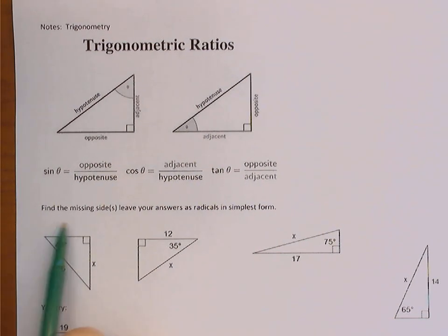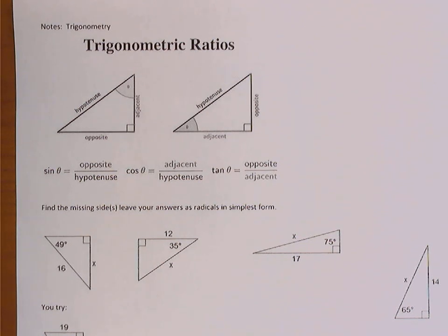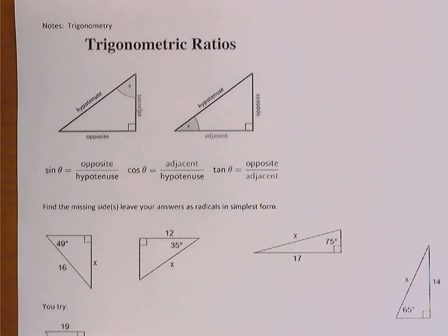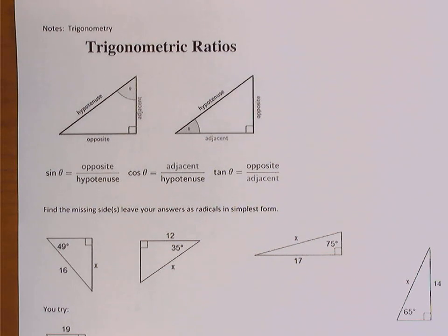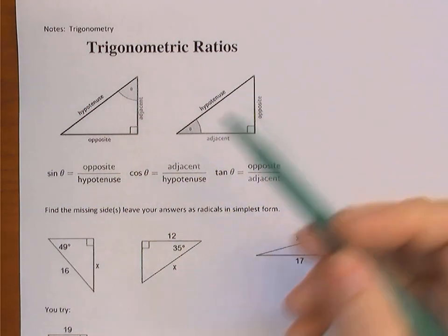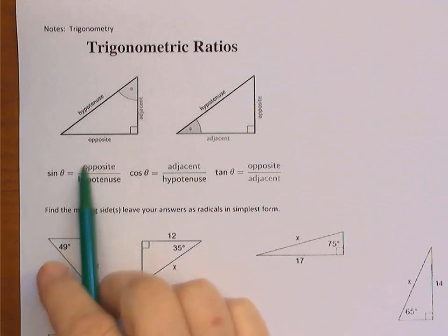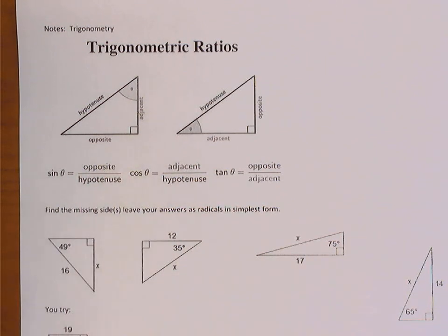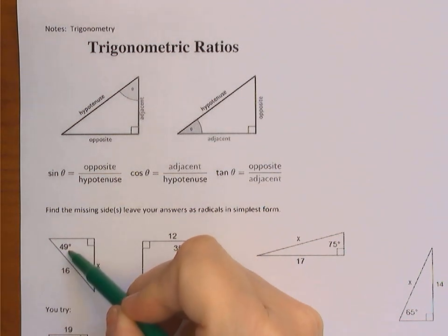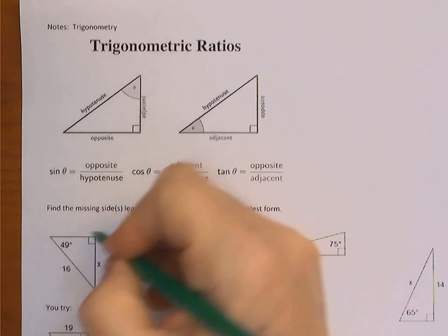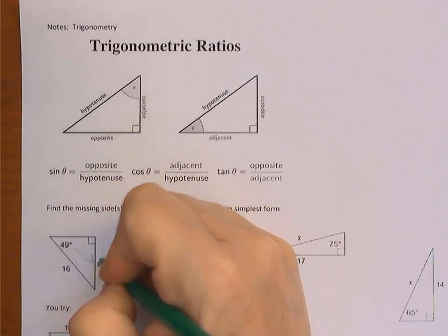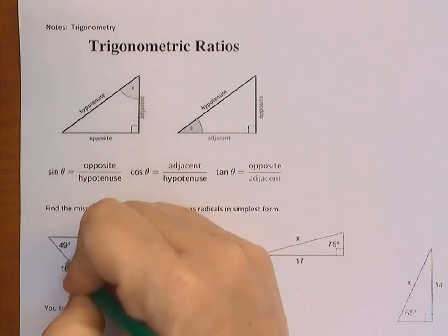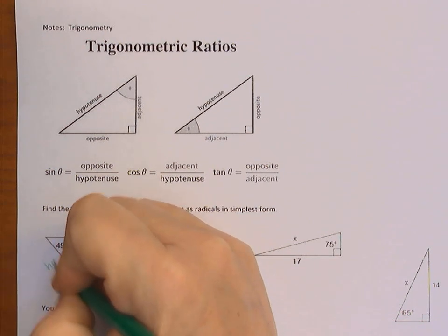Okay, so we're going to find the missing sides, and we're going to leave our answers in radicals in simplest form. If you're struggling with that practice, we can do some more. Again, just let me know. So, I'm going to use this ratio here to find my missing values. So this is my side, my angle. This is my opposite side right here. So this is my opposite. And this is the hypotenuse because it's opposite the right angle.